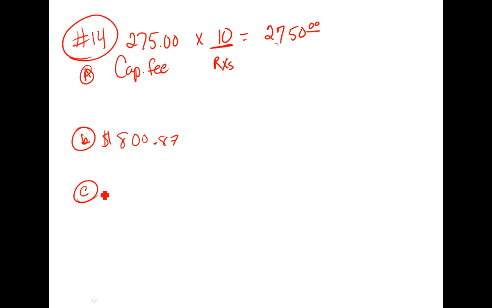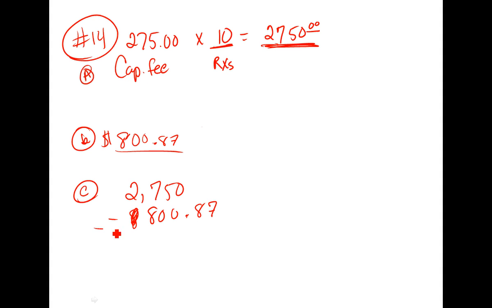C, how much was the pharmacy loss or gain in serving Jackson HMO's patients? Okay, well, what you're going to do here is we know we got, regardless, $2,750, but he only had to pay out $800.87. So all you do is take your $2,750, your capitation fee, and you minus how much you paid out. And that's going to give you your gain or loss. So in this case, it's a positive, so it's $1,949.13 gain.